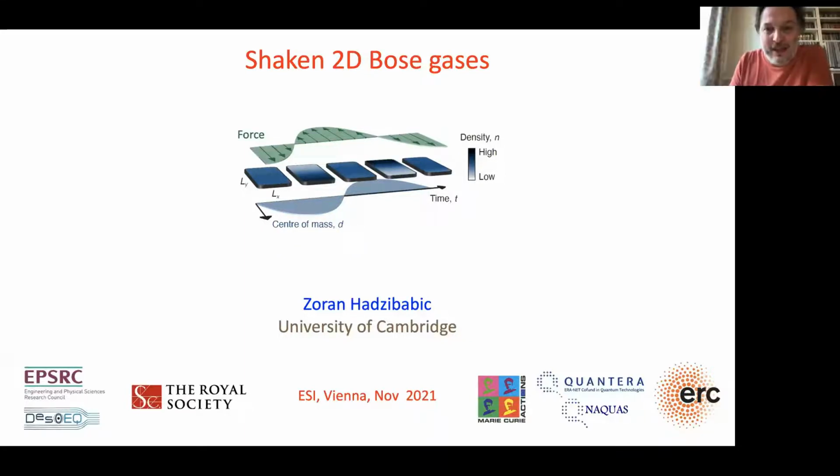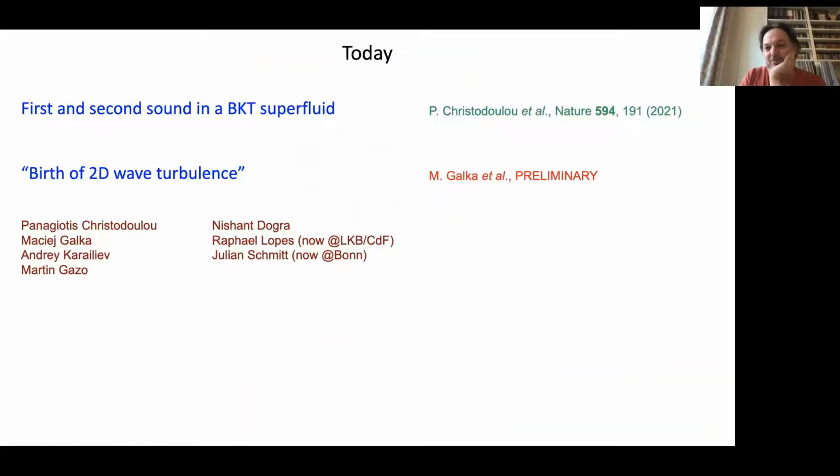So I have two stories today, and both are based on a simple, at least conceptually, experimental idea: to have a homogeneous 2D Bose gas made in an optical box trap, as cartooned here, and just shake it with a uniform but time-varying, oscillating in-plane force. Basically, the big difference between the two stories is just how hard you shake.